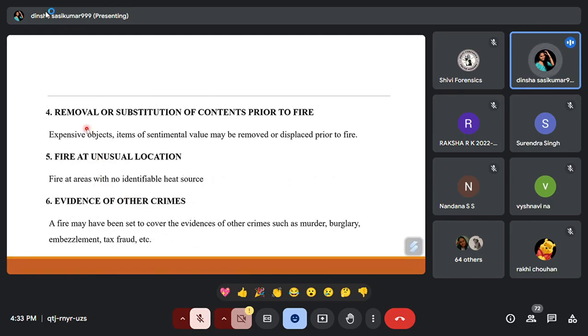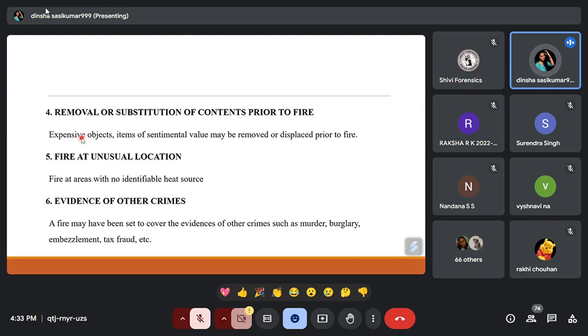The fourth one is removal or substitution of contents prior to fire. Some criminals may remove expensive objects, antique objects, or items of sentimental value from the scene. If these kinds of properties are removed or substituted from the fire scene prior to the setting of the fire, this may indicate that the person willfully caused destruction to the room.